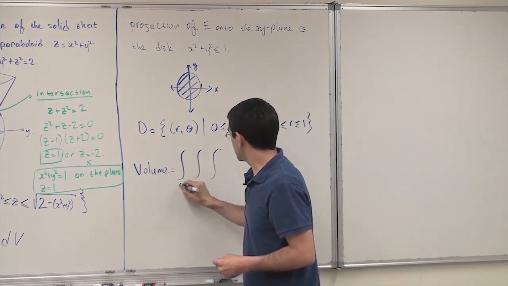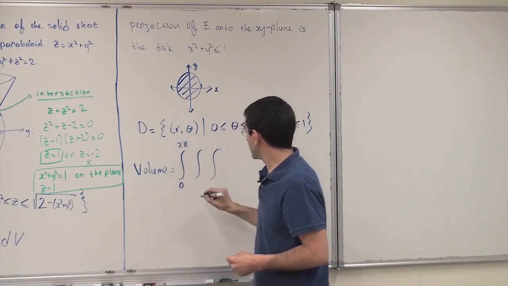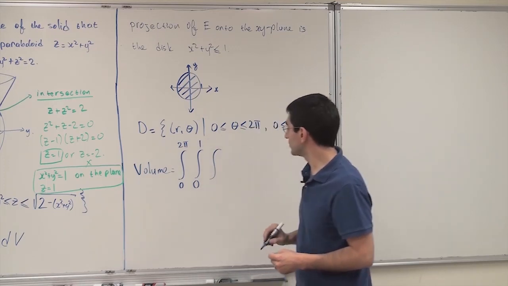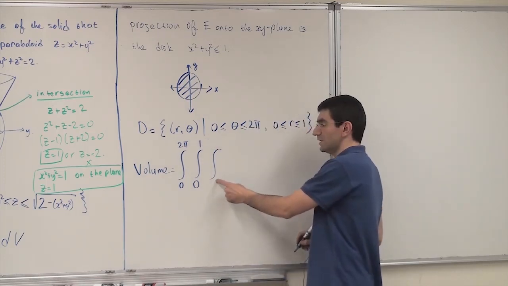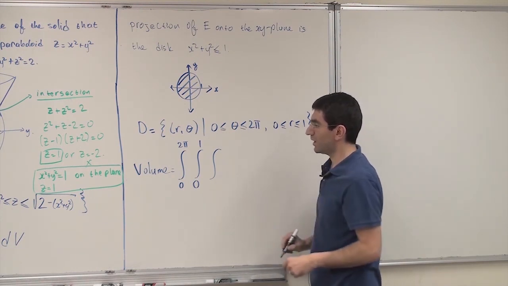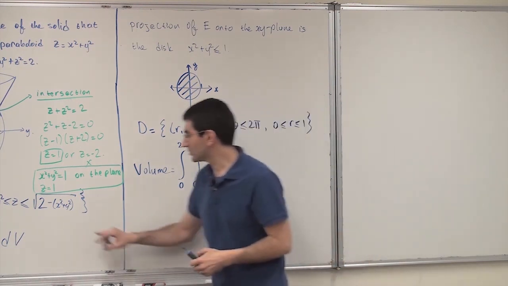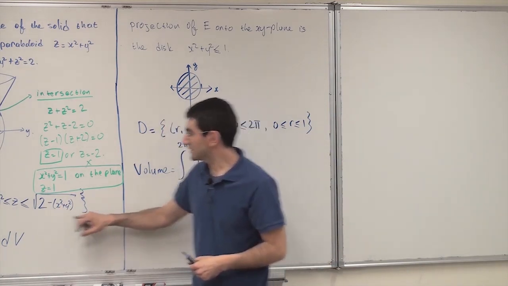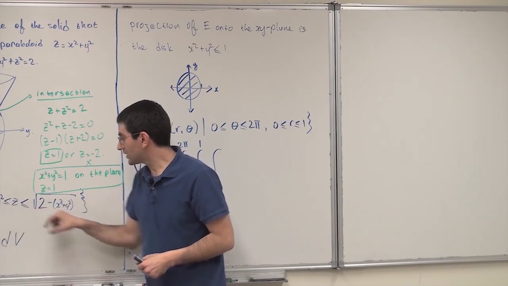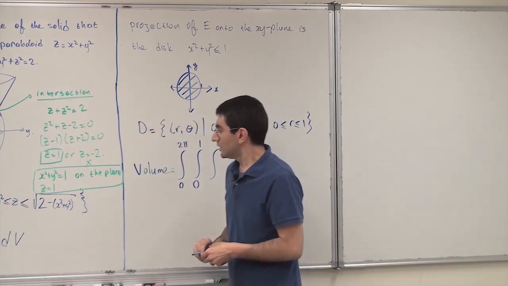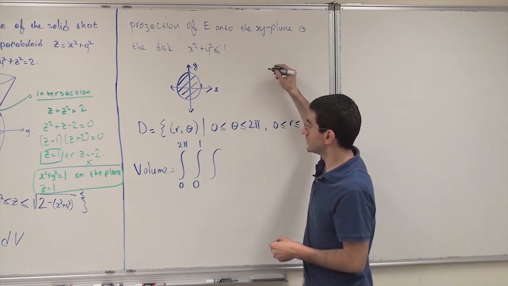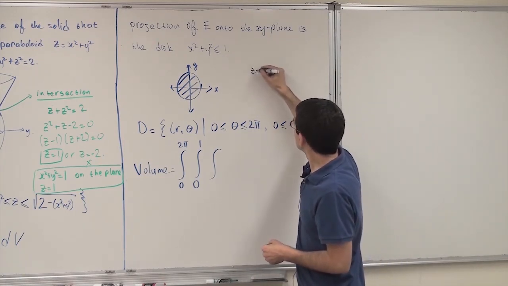So the first integral is from 0 to 2 pi. The second integral is with respect to r, so the boundaries are from 0 to 1. And the third integral is going to be with respect to z, so I have to express the boundaries of z in cylindrical coordinates. Now, if you check the definition of the solid, you are going to see the boundaries of z in Cartesian coordinates. So we change them into cylindrical coordinates.